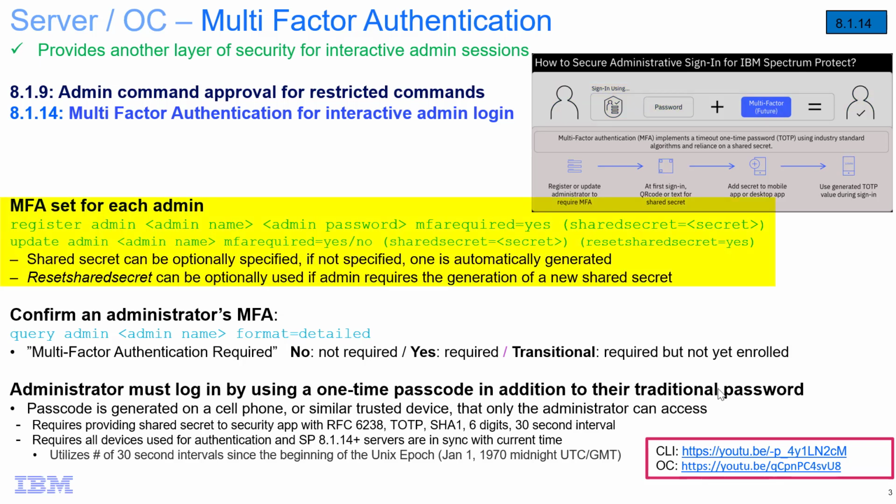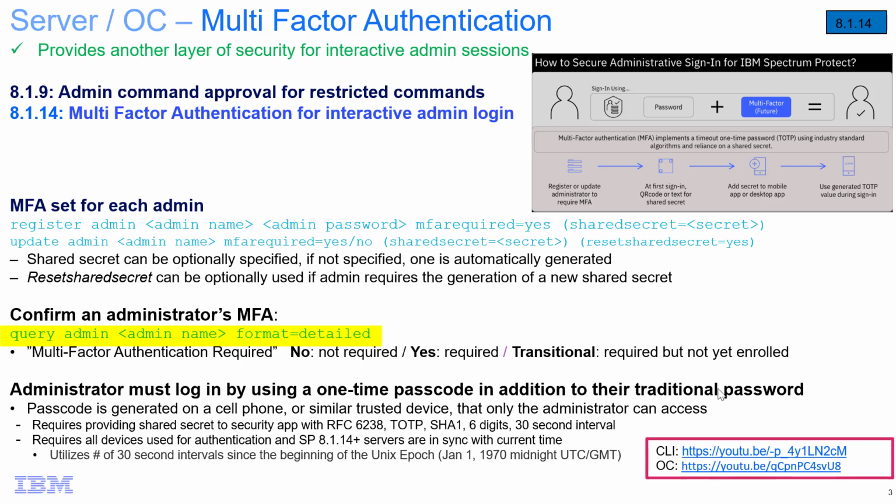You do need to turn on MFA for each administrator, so you can either use the register admin command and set MFA required equals yes, or you can update an existing administrator with MFA required equals yes. You can also, of course, do this in the Operations Center. You also have the ability to specify a shared secret, and this would be useful if, for instance, the same administrator name is being used in multiple Spectrum Protect servers. And you can also issue a reset shared secret equals yes if that shared secret was lost and needed to be reset.